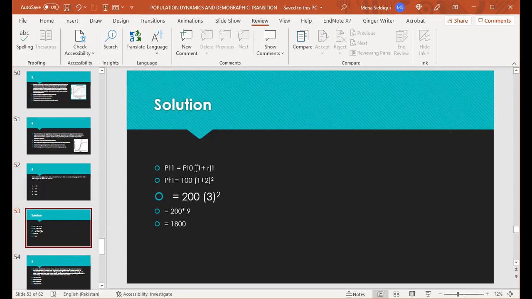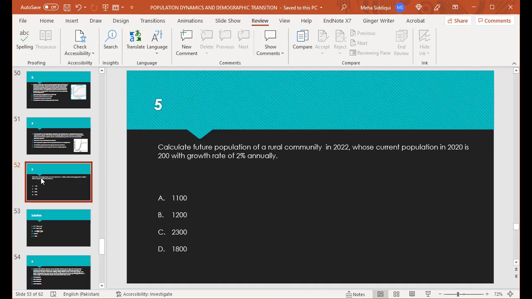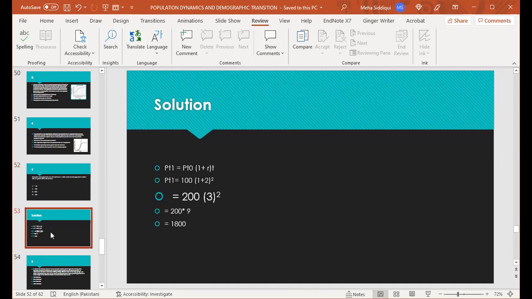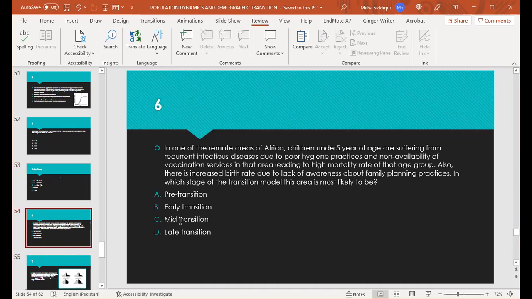This equation is used in this scenario. In 2020 the current population is 200, that is Pt1 is 200, and we want to calculate the future population of 2022, so T is 2 years, while the growth rate is 2%, that is 2. Putting the values in the equation we would get 1800. So the population we would achieve in 2022 is 1800. D is the right answer.